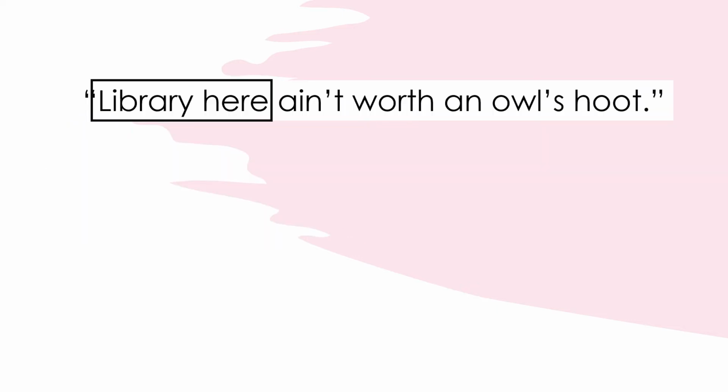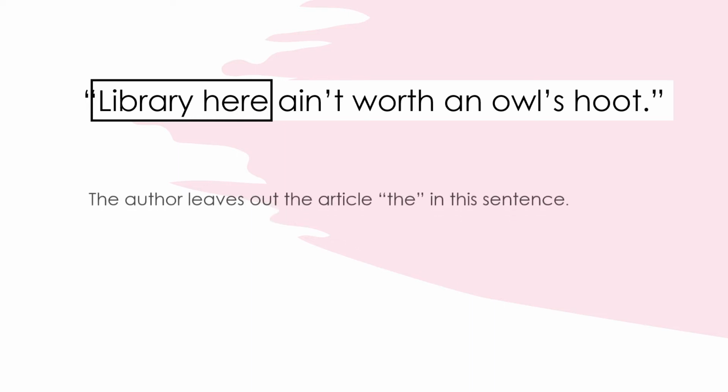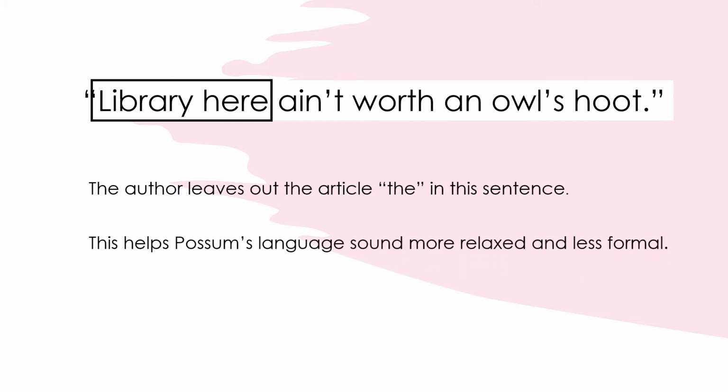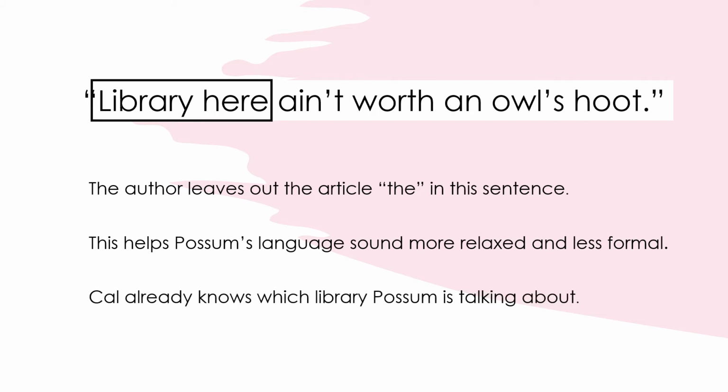First, let's look at this first chunk, library here. The author leaves out the article the in this sentence. He doesn't write the library here or Chalagi's library. He just starts the sentence using the word library. This helps Possum's language sound more relaxed and less formal because he's leaving out some words. One of the other reasons why he might leave out that word is because Cal already knows which library Possum is talking about. So Possum leaves out the or Chalagi's in the sentence because he doesn't need it.